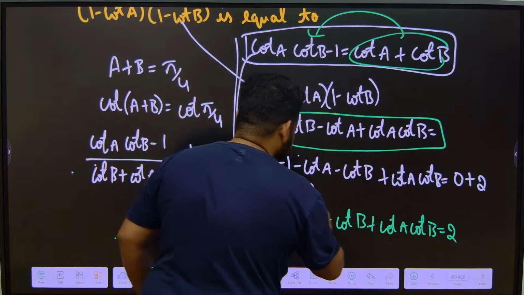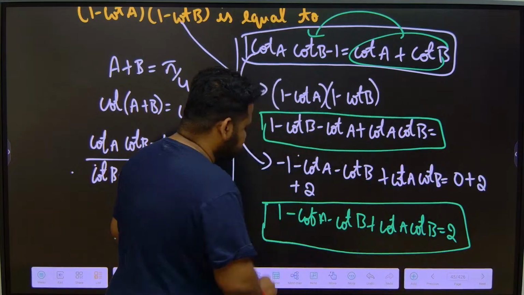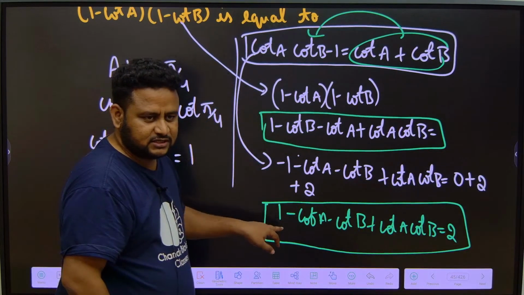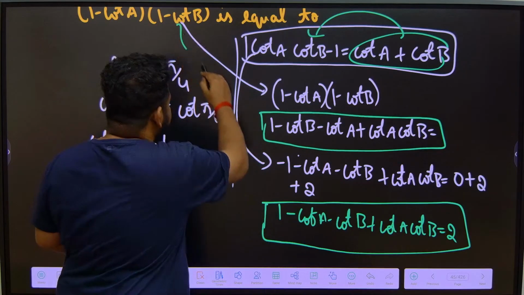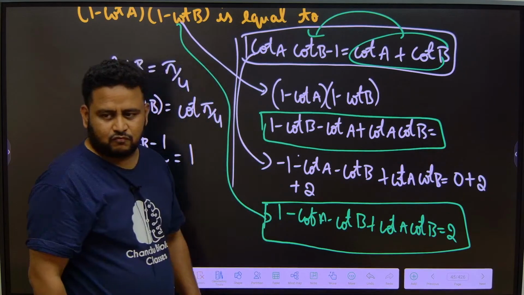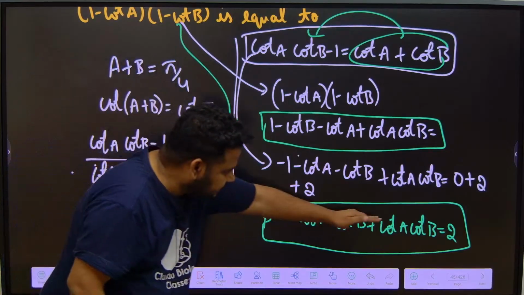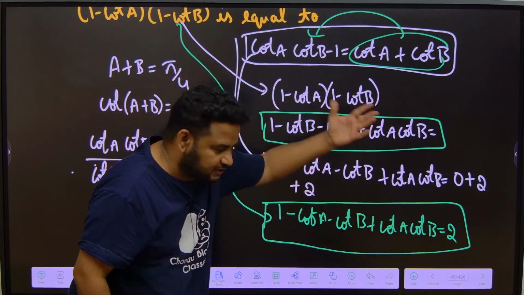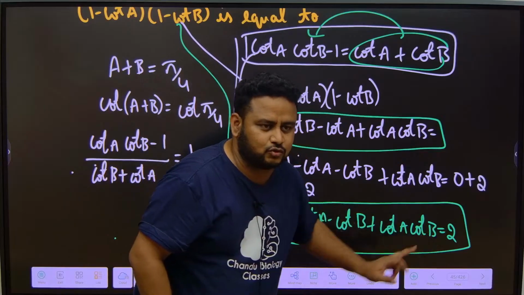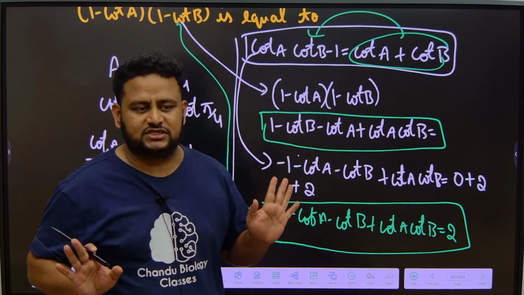So what is the answer? This is nothing but the value of 1 minus cot A into 1 minus cot B, which we got after expanding. That value they are asking is nothing but equal to 2. So the answer to this question is 2, simple.